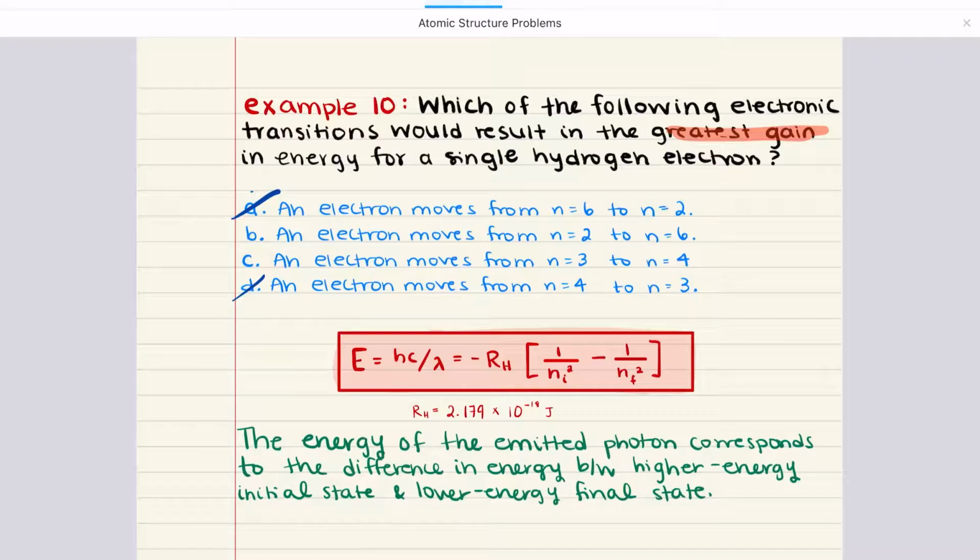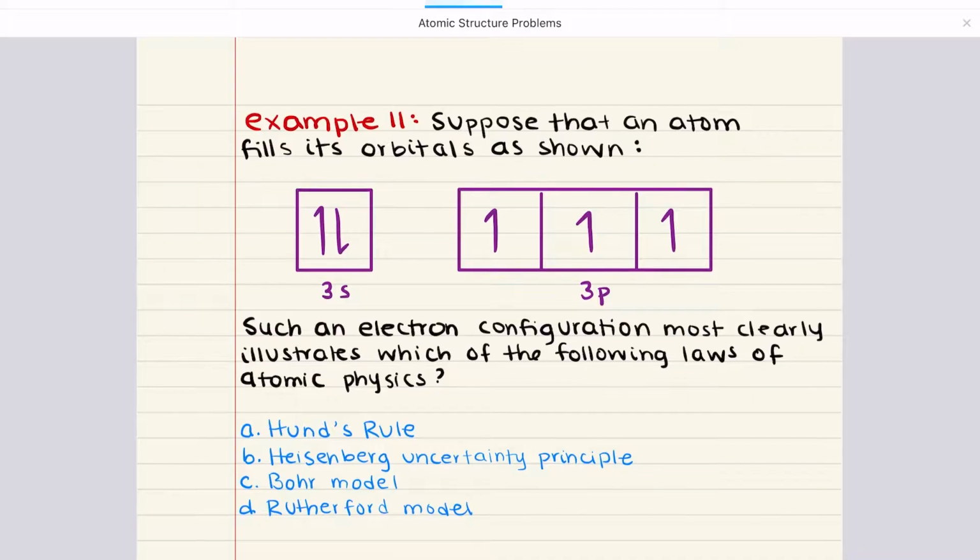Now, B says an electron moves from n equals 2 to n equals 6, and C says an electron moves from n equals 3 to n equals 4. There is a bigger jump between n equals 2 and n equals 6 than there is between n equals 3 and n equals 4. And so just based off of that, we can conclude that the correct answer here is going to be answer choice B. Now, you can further confirm it by plugging it into an equation, but it was a really easy problem just to work through logically, so we don't really have to overcomplicate this kind of problem. With that, let's go ahead and just move into problem 11.